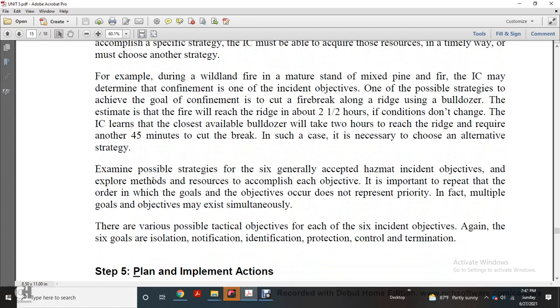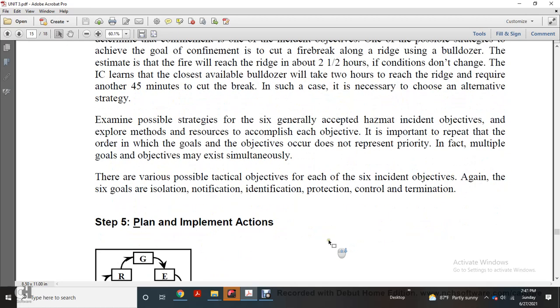Examine the possible strategies with the 6 general Hazmat incident objectives to explore the methods of accomplishment. Each objective is ordered; it is important to repeat that the order of the goals does not represent priority. In fact, multiple objectives may exist simultaneously, with various possible tactical objectives. The 6 incident objectives match the 6 goals: isolation, notification, identification, protection, control, and termination.